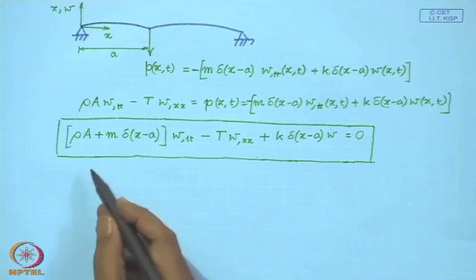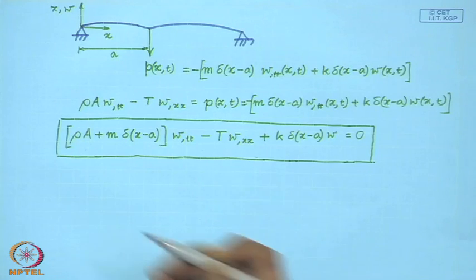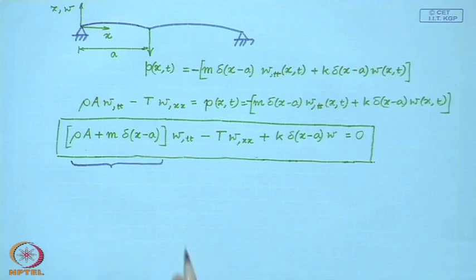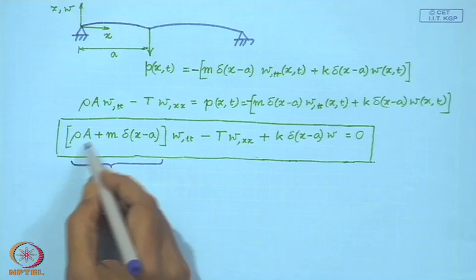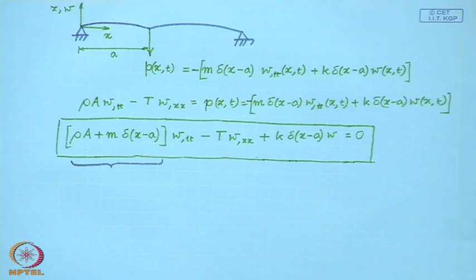So, this is finally the equation of motion of the string with an oscillator attached to it. Now, you can see from this term is nothing but the mass per unit length. So, rho a was because of the string, and this is because of the oscillator.